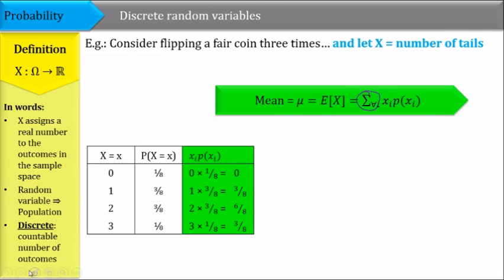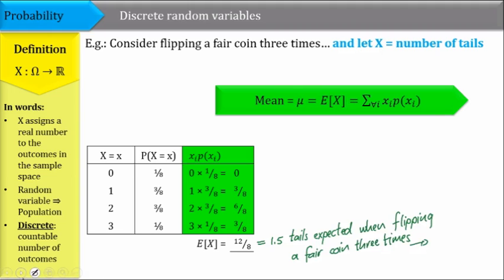Then this says that we have to add all those products together, and that will give us our expected value, in other words our mean. So adding all of this together, we have 3, 6, which is 9, plus 3 is 12, so it's 12 over 8. In other words, if you want to write it as a decimal, then 1.5 tails are expected when flipping a coin 3 times.